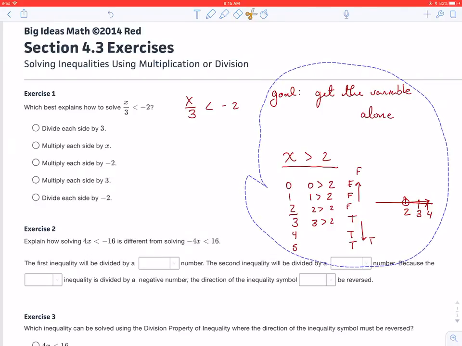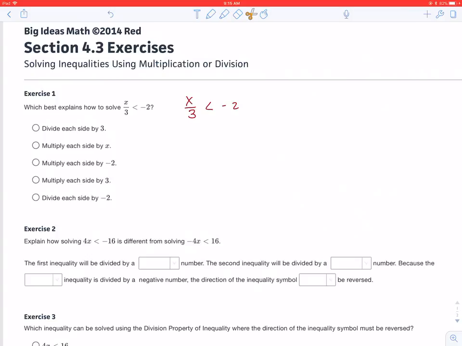So how do we get the x by itself is now the thing. So we've discussed the goal. The goal is to get the x by itself. Why do we have that goal? Because it describes the values of x that will give us a true statement. But how do we actually get the x by itself in this case?